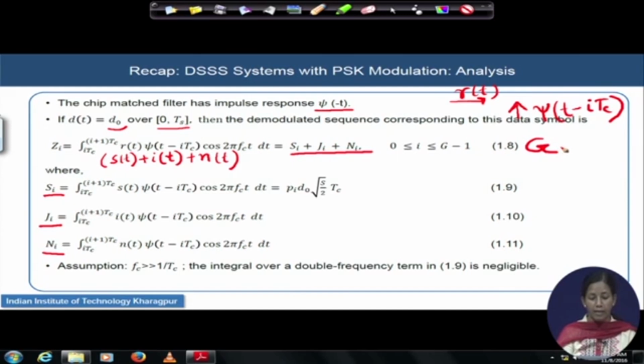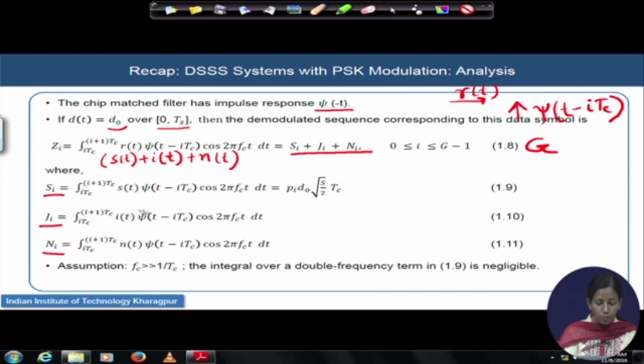And remember, when we compute these individual integrations, the target is to find out the mean and variance of each of these parts in order to find the final Eb by the signal power to the noise power, so that we can utilize that SNR in the computation of the symbol error probability.